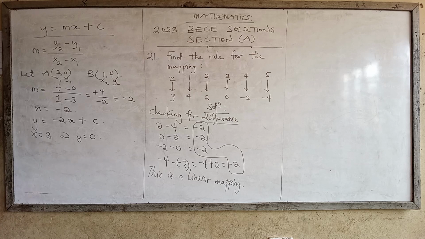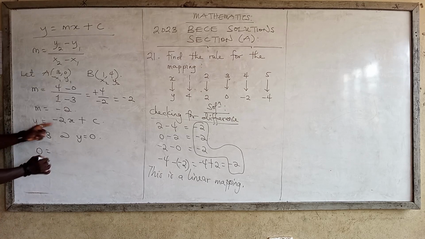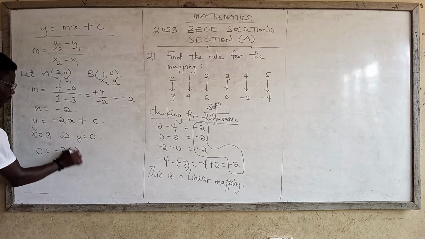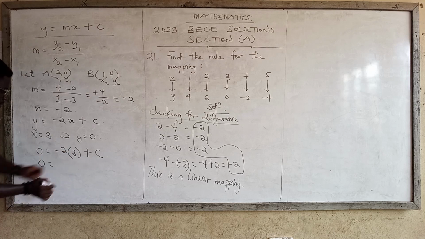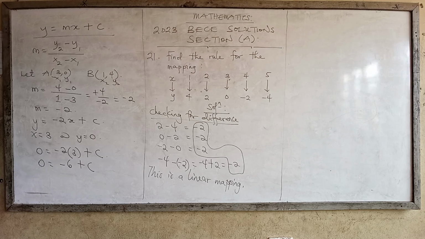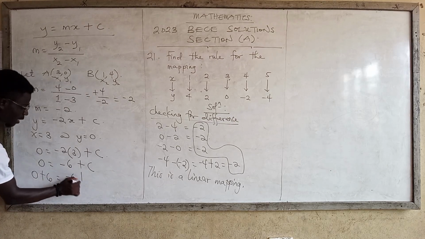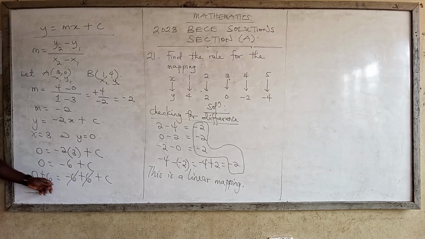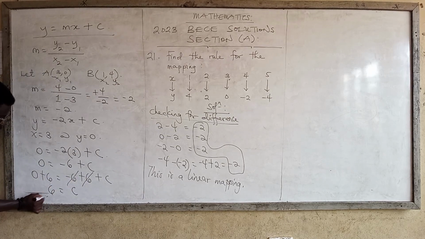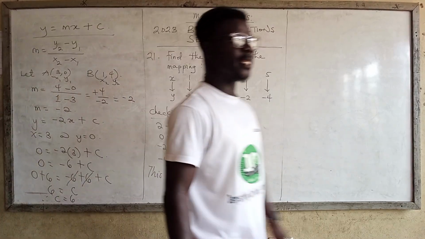So I just substitute. y is 0 equals negative 2 times x, 3, plus c. So I can find my c. 0 equals negative 6 plus c. I add positive 6 to both sides of the equation. So I get 0 plus 6 equals negative 6 plus 6 plus c. So this cancels. So 0 plus 6, I obtain 6 equals c. So hence my c equals 6.